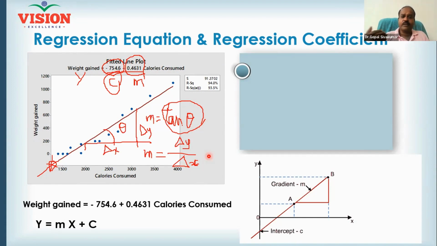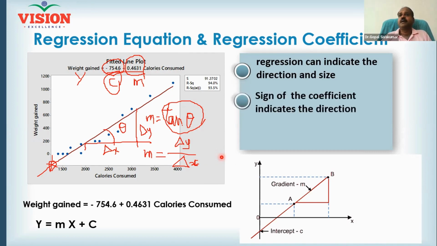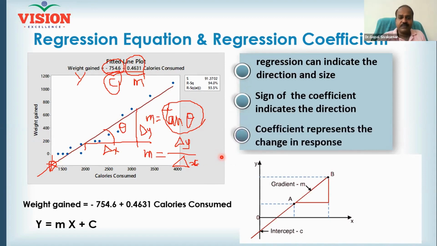Find out the m. Find out the c. Now your regression equation is ready. Fully handmade regression equation is available. So regression can indicate the direction and size of relationship, and the sign of the coefficient indicates the direction, and its magnitude represents the change you can expect in the response variable.